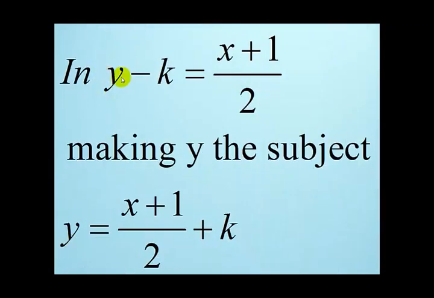Now in y minus k equals x plus 1 divided by 2. If you want to make y the subject, that is, making y the subject means that we want y to stand alone. But on the left hand side, we have y minus k. So for y to stand alone, it means that minus k on the left hand side becomes plus k on the right hand side. And therefore, y now becomes x plus 1 over 2 plus k. Since y now stands alone, it means that y is the subject.